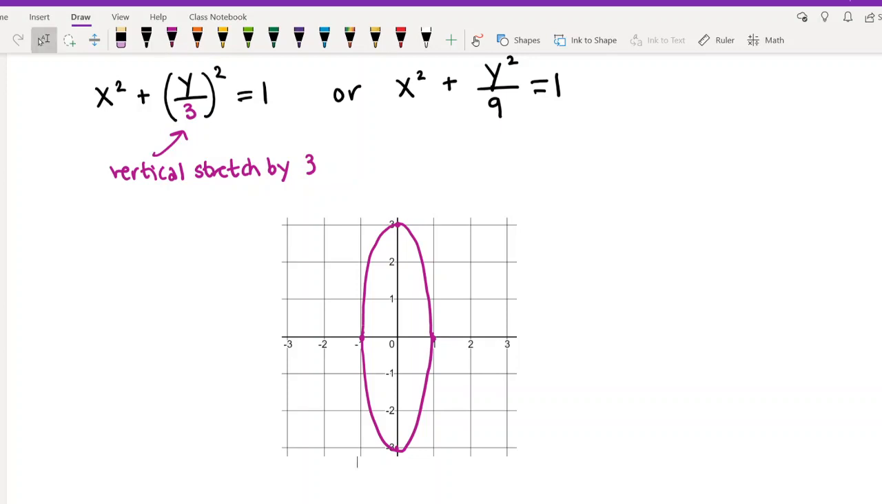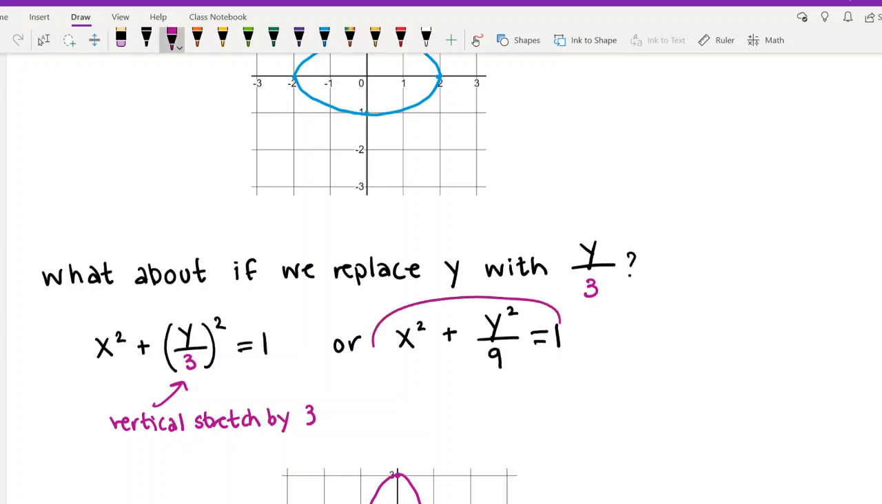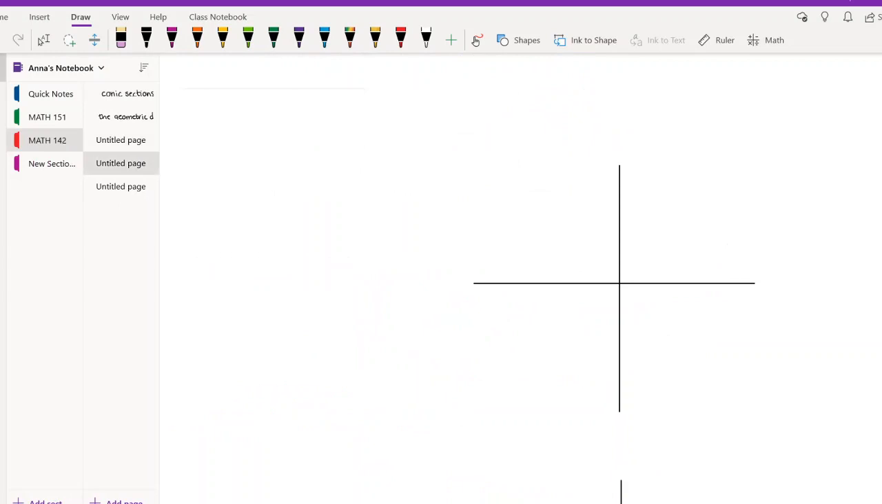We'll see that all ellipses will have equations that look like this one. And you're basically just going to be seeing horizontally and vertically what its measurements are and using that to sketch the graph. So I'll write that down as a general fact, and then we will do a couple of examples.